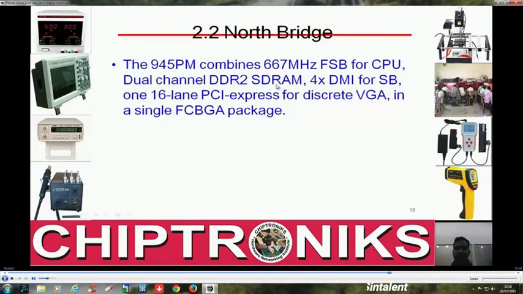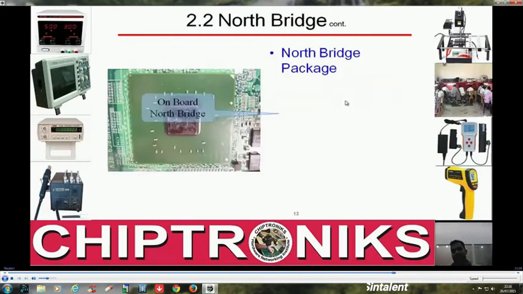Okay, and we have a 16-lane PCI Express for discrete VGA, as we explained in the very first class. Discrete means it has an extra graphic chip, whereas UMA means it does not have a graphic chip. The graphic functionality will be used by the north bridge, or in case of an i3 board, by the PCH. This is the north bridge package. Okay, and you can see there are tiny capacitors over here. If they are shorted, then this graphic chip is faulty.